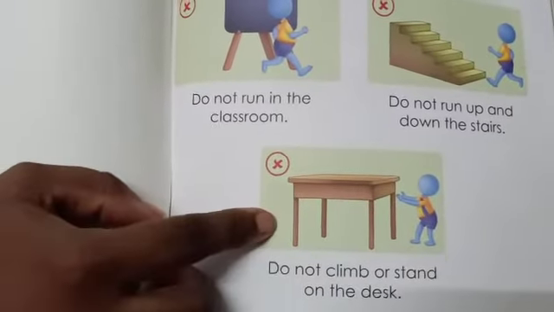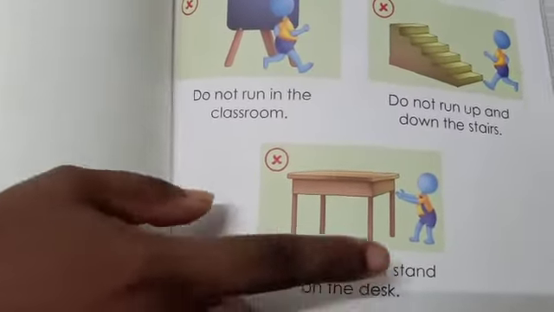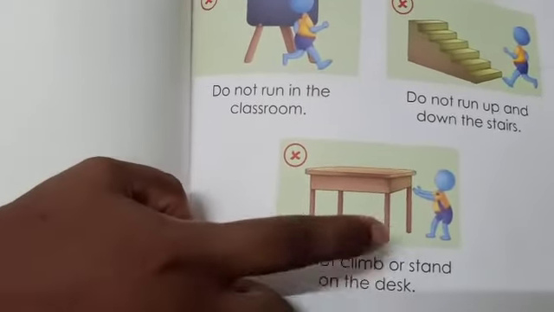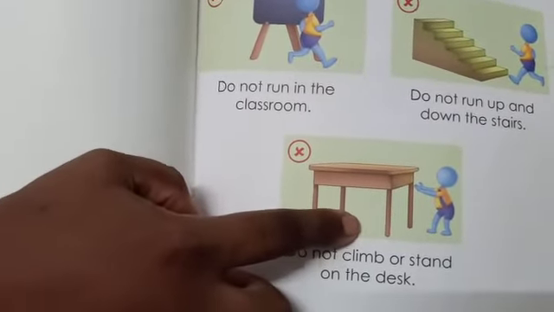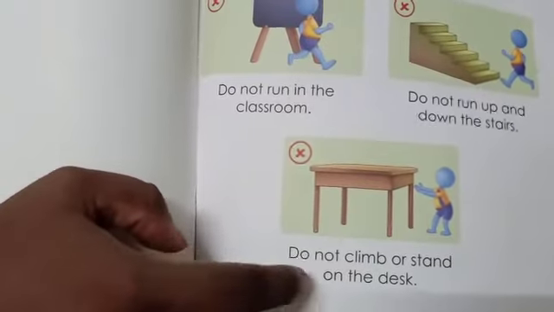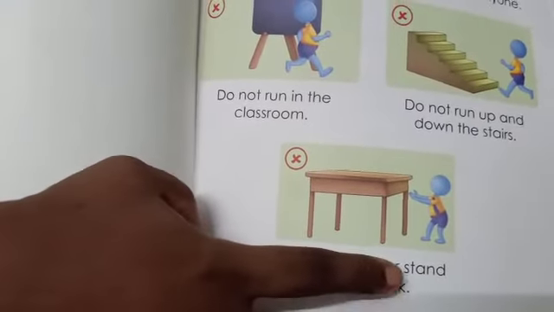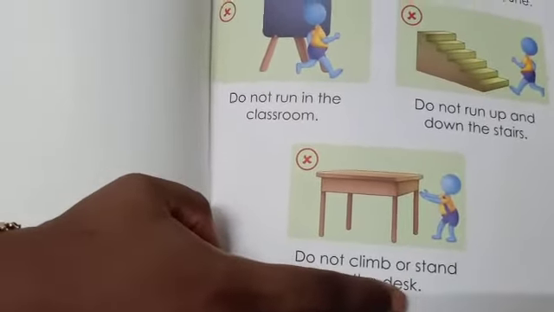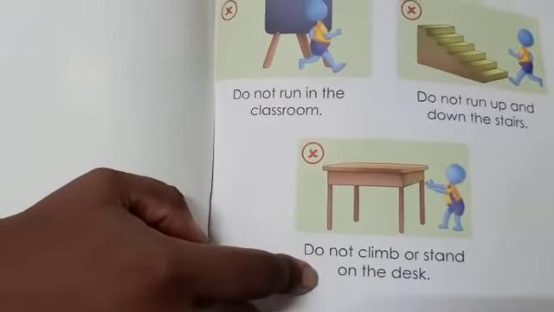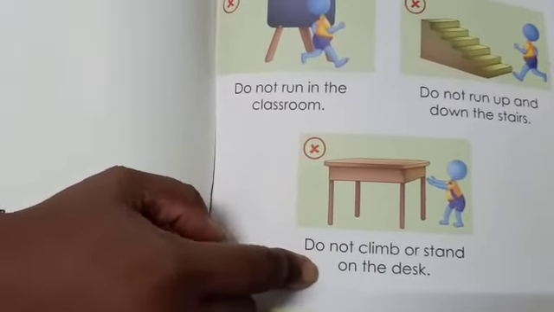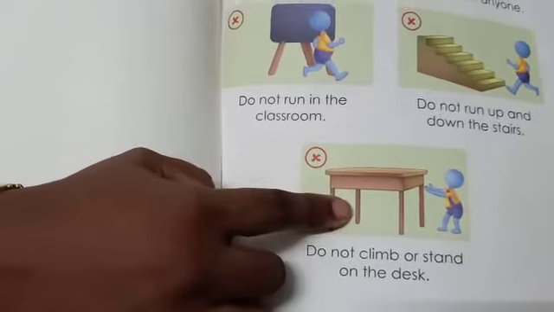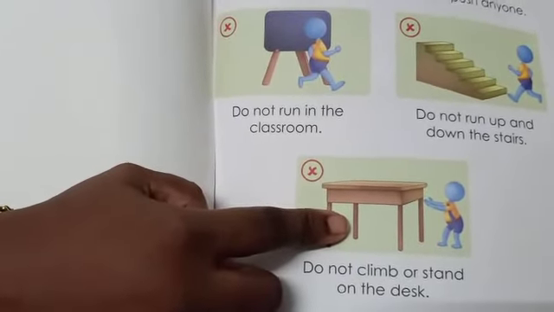Now children, what do you see in this picture? A boy is trying to climb up on the table. What is written here? Do not climb or stand on the desk. That means you should never climb or stand on the desk or table that is in the classroom.